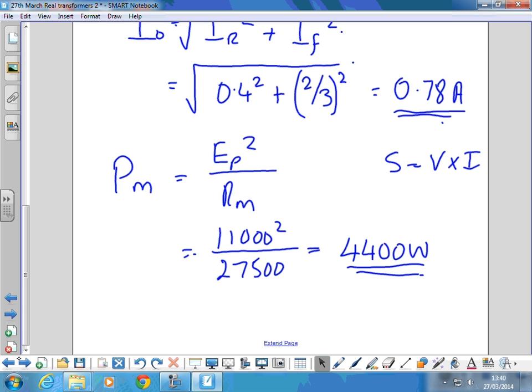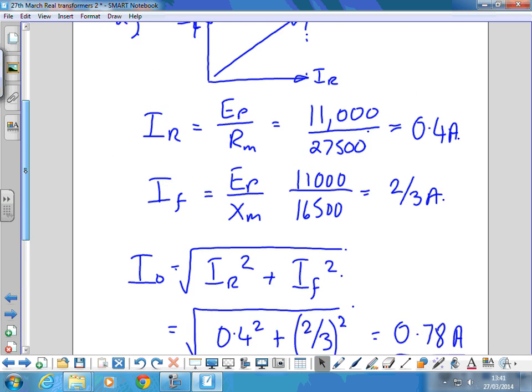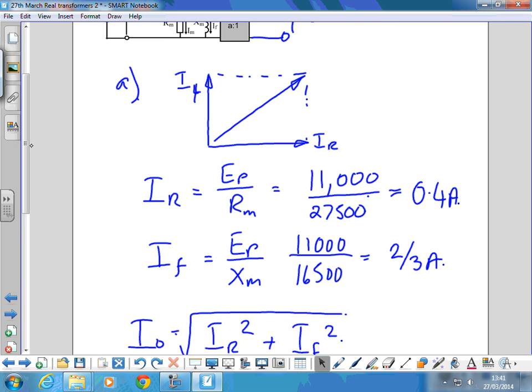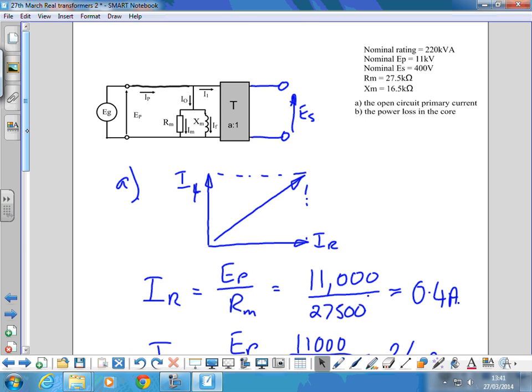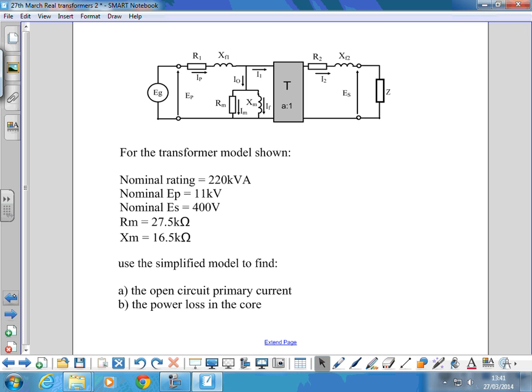You're looking at an 11,000 to 400 volt transformer. That's 220 kVA, and we're talking about 4.4 kW. Go back a previous slide, just to show you what the design was. We're talking about less than an amp flowing.